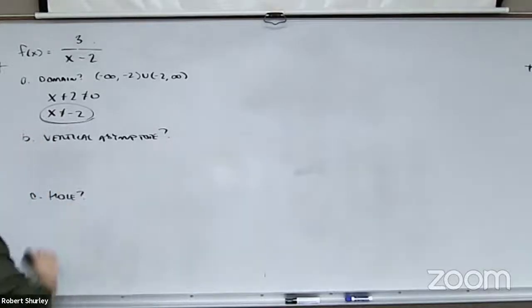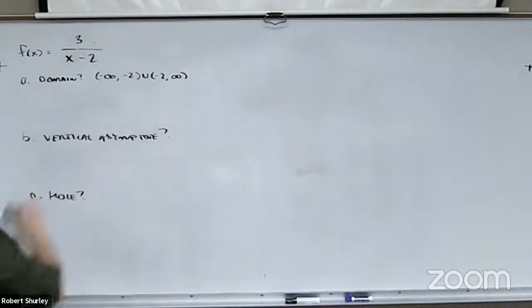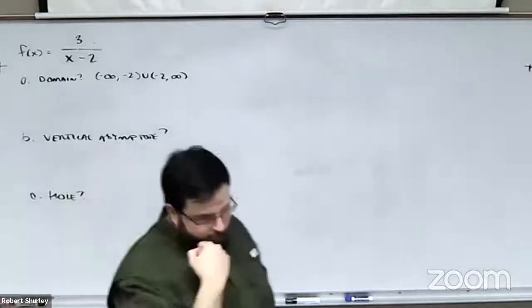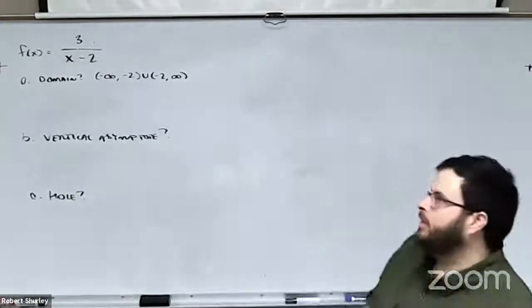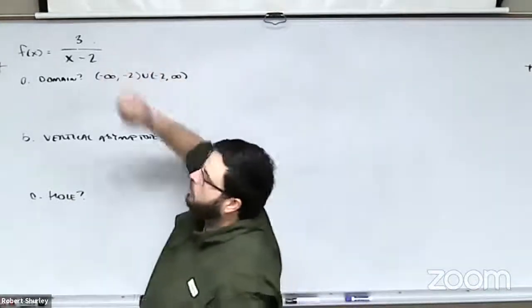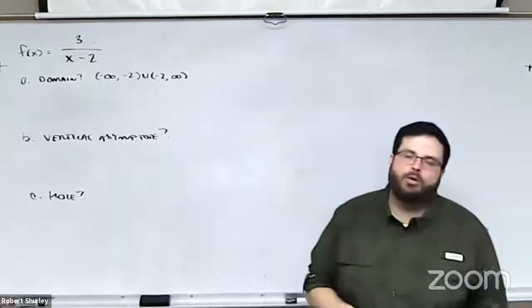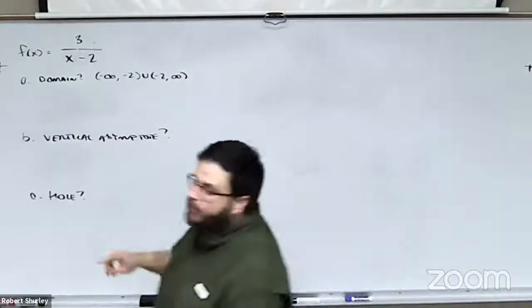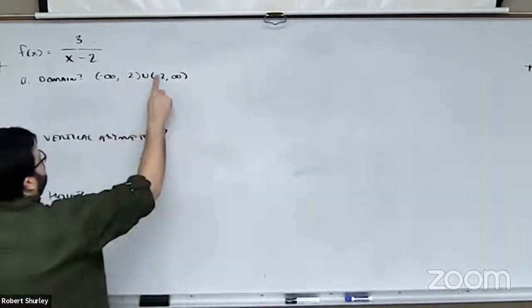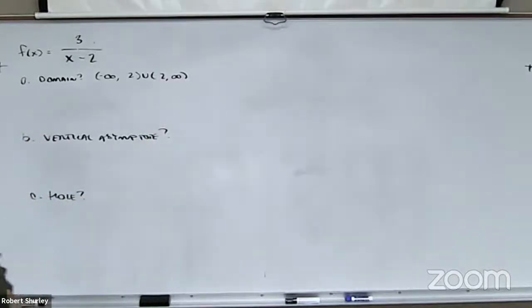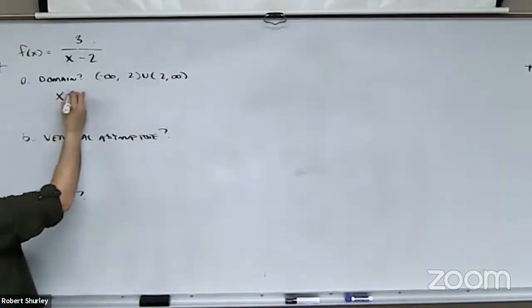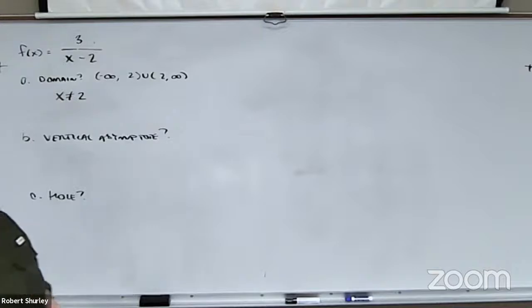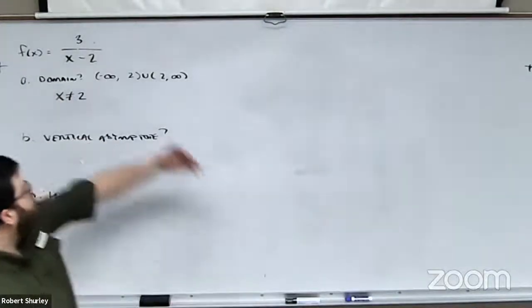So let's go back to that previous example, and I'm going to work this one algebraically instead of having to do all the tables. So the function looked like this. F of x equals 3 over x minus 2. Now, we found the domain already. It turned out that x can't be 2, right?